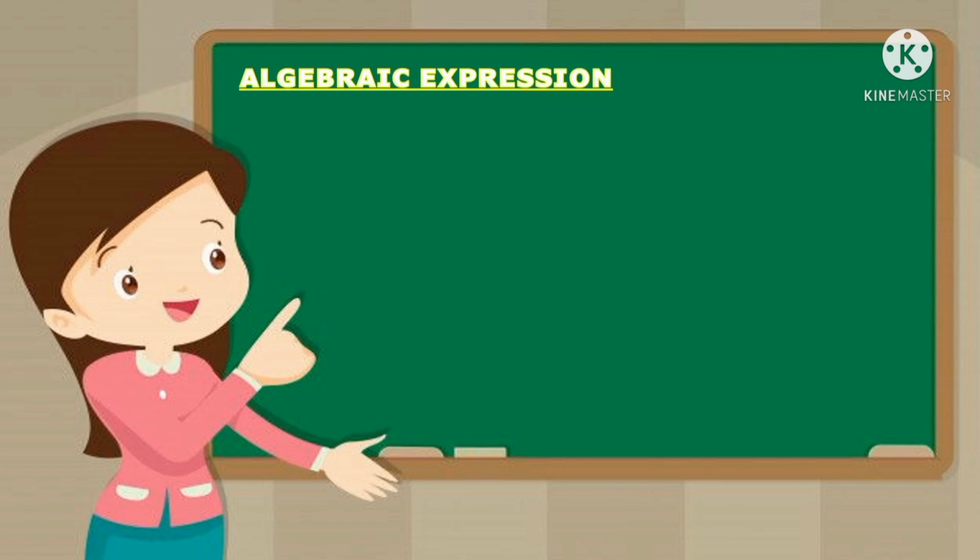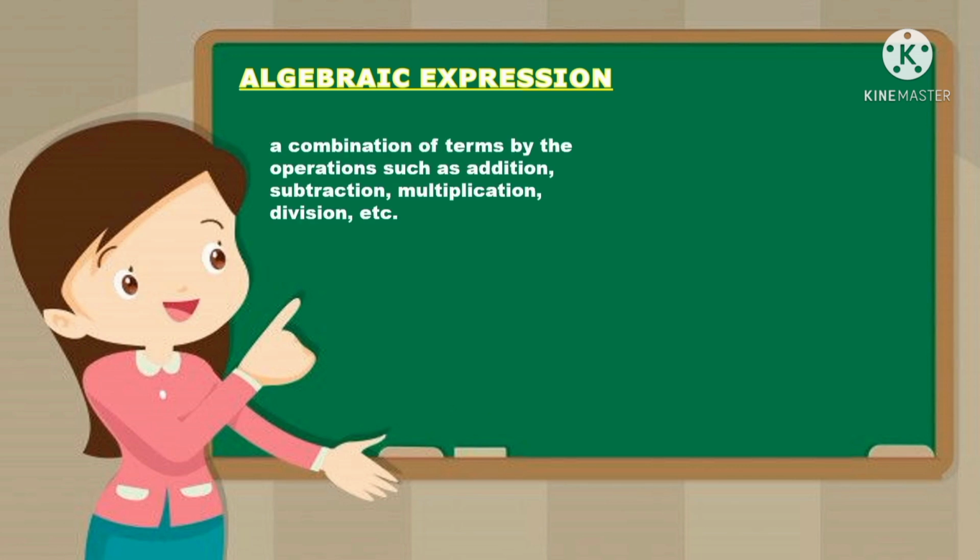So let's have first algebraic expression. By the way, what is an algebraic expression? An algebraic expression is a combination of terms by the operations such as addition, subtraction, multiplication, division, and etc. Let us have an example: 10x cubed plus y minus 2. This is an example of an algebraic expression.